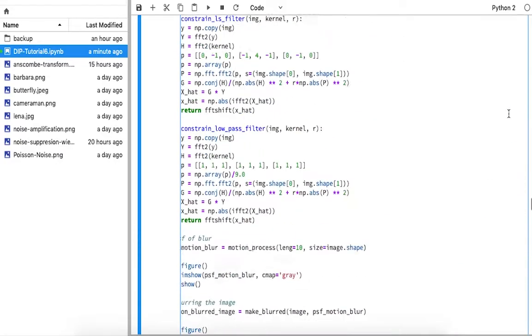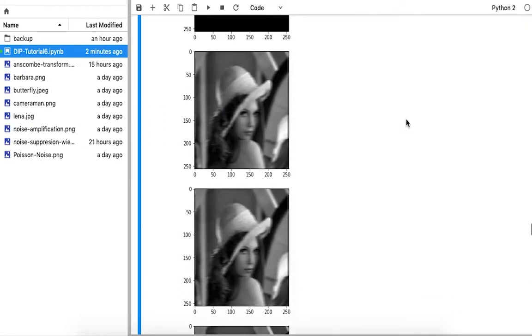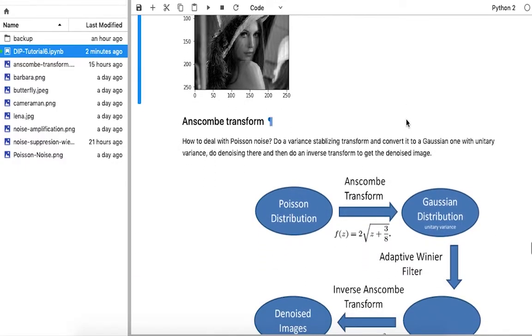You can also enforce how sharp you want the image to be through this lambda. If you control this variable, saying that okay, I want my image to be really sharp, you just increase it, so it constrains it more, right? So yeah, that's it. And now we'll look at something different.